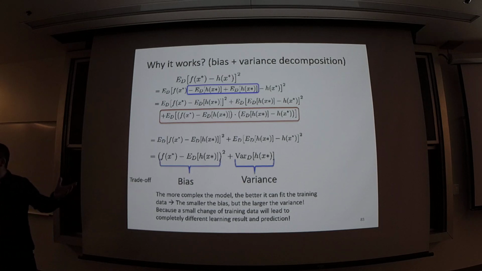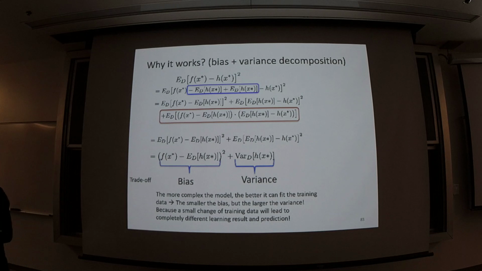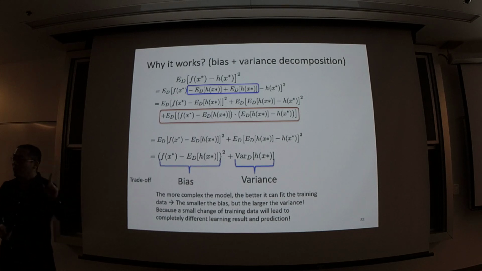Does it make sense? I'm confused about one of the variables. What does the expectation of h of x mean exactly again? Okay, this is a key point. I need to emphasize it again.